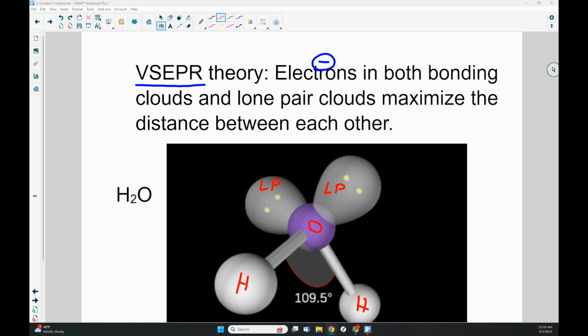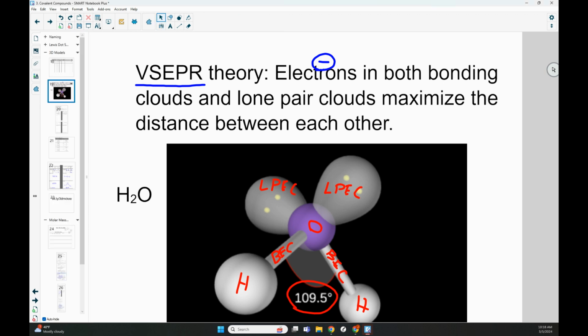And all those electrons, whether the bonding clouds, and I'll label the bonding electron clouds here, and the lone pair electron clouds, all behave the same, and so they try to get as far away from each other as possible, and that's how we get this 109.5 degree angle here. So that's the first thing to understand, that the thing that drives the shape of the molecule is to maximize the distance of the electrons from each other since they repel each other. So that's kind of a summary of our most recent assignment.